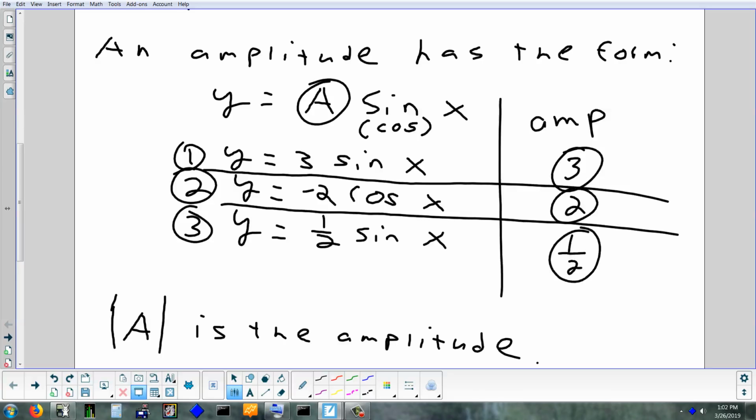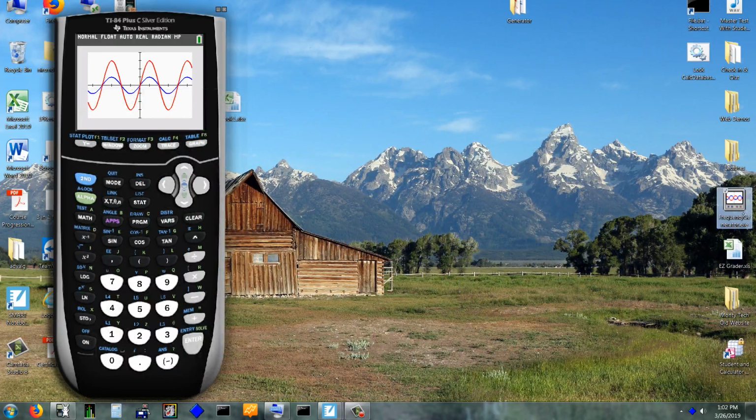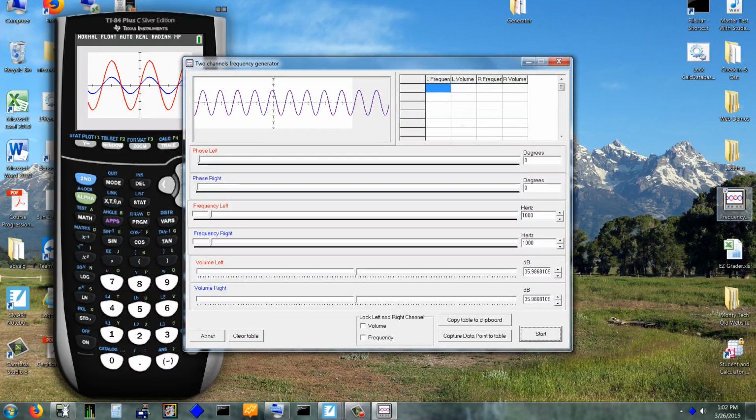So this last one's kind of the opposite of the first one. The first one stretched it out, made it taller. 1/2 sine x is going to compress it. It's going to make it shorter. So as far as kind of hearing what that would sound like, let's take a look. So stretching and compressing it up and down would look like this. That's a stretch. That's a compression.